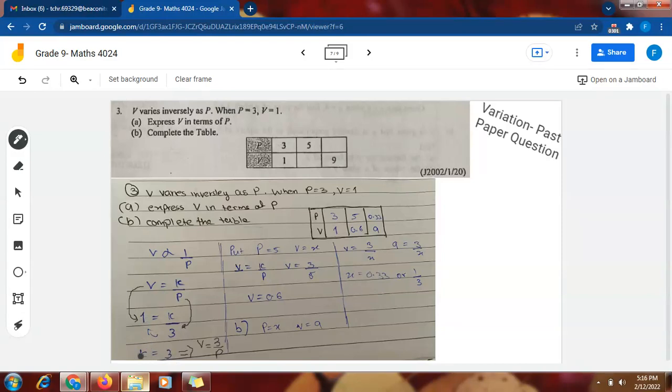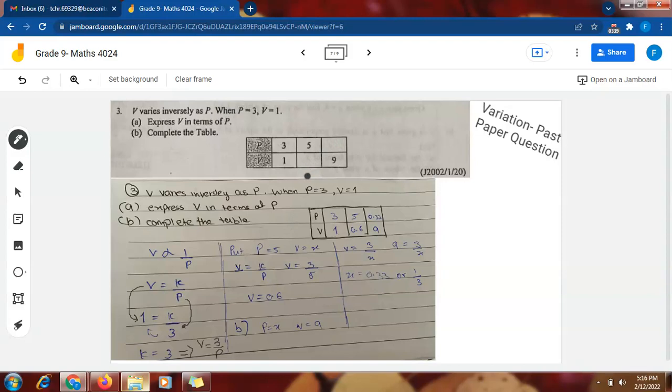I will put this value of K back in the equation in place of K. So V will be as it is, equals to, in place of K I will write 3 since the value of K is 3, and in the denominator I will write P. So the equation is V is equals to 3 upon P. Now I will use this equation to find out the missing values in part B. In the first part I have to express V in terms of P. So this is the answer of the first part. This is the expression, or you can say the equation, of V in terms of P. So V is equals to 3 upon P. This is the equation which I will be using in the second part to complete this table.